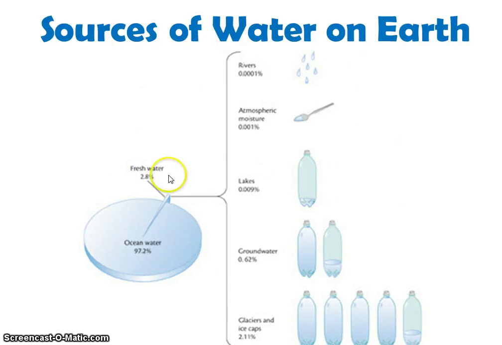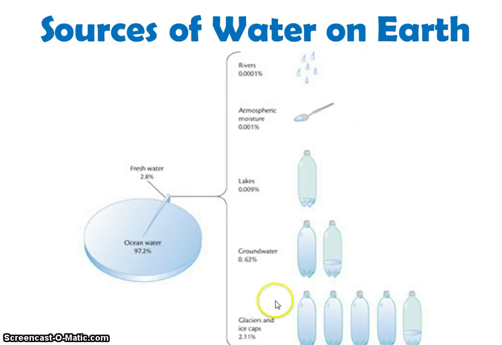Okay, let's look at that fresh water a little bit closer, because that's the water that's really important to us. That's the water that we can drink and we can use. A tiny, teeny, tiny little bit, 1/10,000th of a percent of water is found in our rivers. 1/1000th of a percent is water that's found in the atmosphere, so clouds, evaporated water. 9/1000th of a percent is in our lakes, and a little over 1/2 of a percent is in the ground. It's underground reservoirs and underground springs.